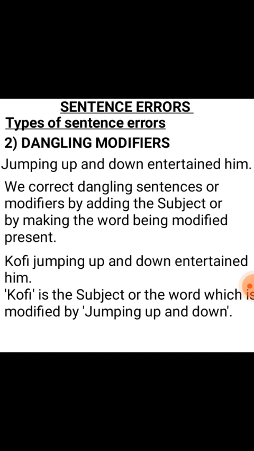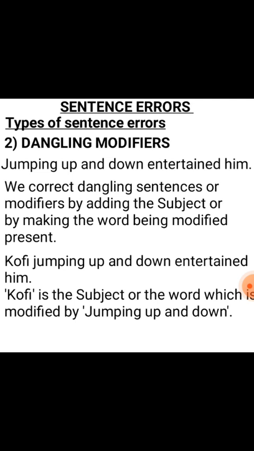When you're writing a statement, maybe a story or something for a client, and like Kofi jumping up and down entertained him as he moved left and right and he was eating, you guys get to know that, oh, you're talking about Kofi. You were talking about Kofi, and that makes your write-up or your speaking perfect. This makes you fluent when you're speaking the English language. So Kofi is the subject of the word which is modified by jumping up and down. So here, jumping up and down is our modifier.